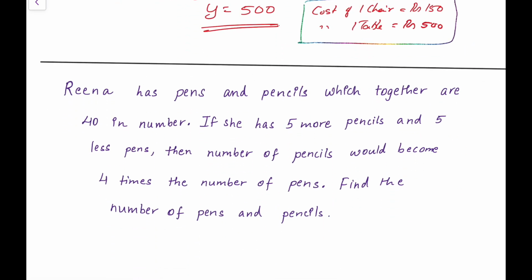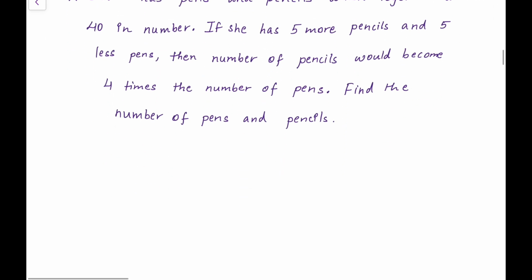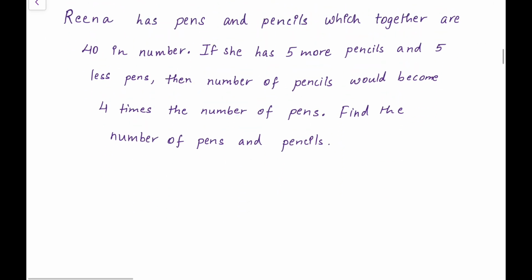Next question. Reena has pens and pencils which together are 40 in number. If she has 5 more pencils and 5 less pens, then the number of pencils would become 4 times the number of pens. Find the number of pens and pencils. So again we will take, let x be the number of pens and y be the number of pencils Reena has.